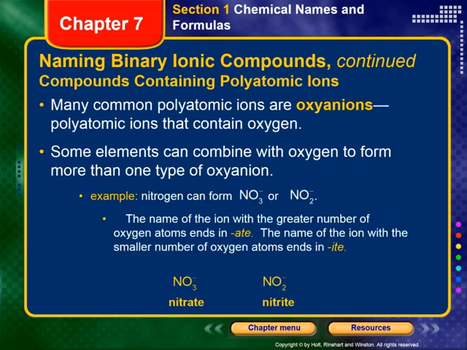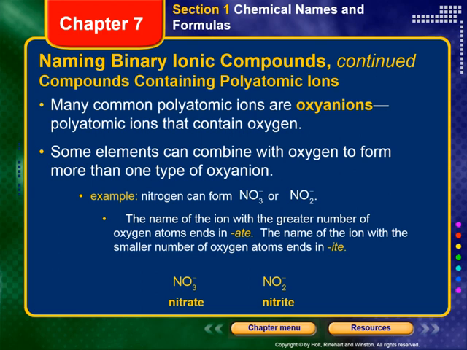Now, many common polyatomic ions are oxyanions, which are polyatomic ions that contain oxygen. Some elements can combine with oxygen to form more than one type of oxyanion. For example, nitrogen can form nitrate or nitrite. The name of the ion with the greater number of oxygen atoms ends in -ate. The name of the ion with the smaller number of oxygen atoms ends in -ite. So we have nitrate and nitrite, and the endings in those names are based on the number of oxygens present.